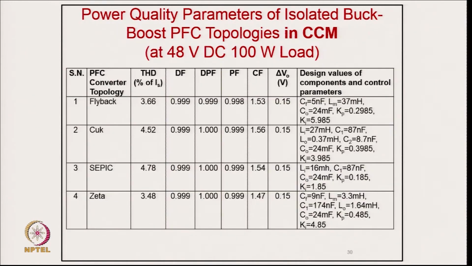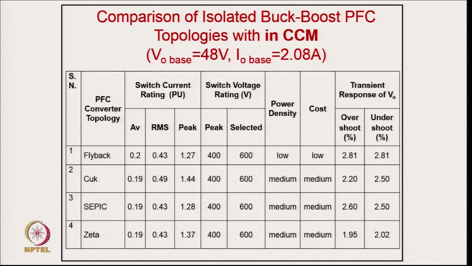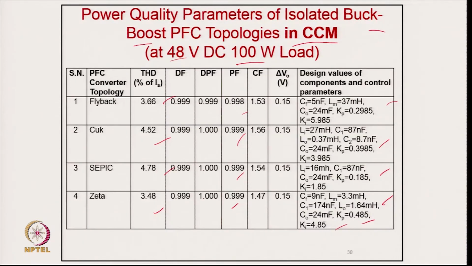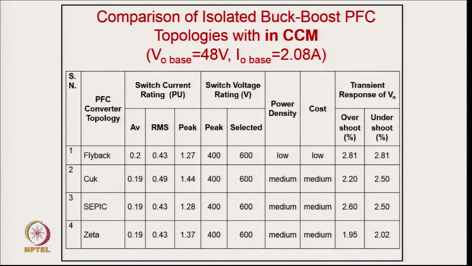And after designing, if you talk about CCM, in a simple buck boost converter in continuous conduction mode with the same 100 watt load with the 48 volt supply, you can see the THD in all four cases is typically less than 5%, and the power factor is of course close to unity. These are the components calculated, and the relations, as well as control gains, are given here. So, coming to this, this was in CCM buck boost, and this is the comparison.